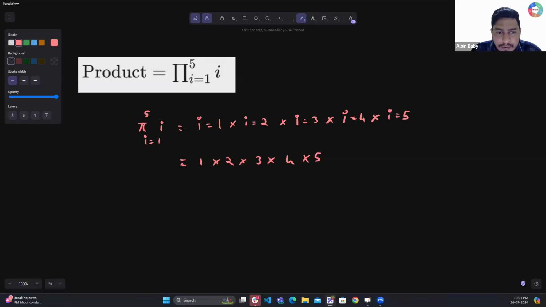What will be the answer, guys? That is 2, 2 into 3, 6, 6 fours are, what is 6 fours are, guys? 24, 24 into 5, it will be 120. Any doubts?